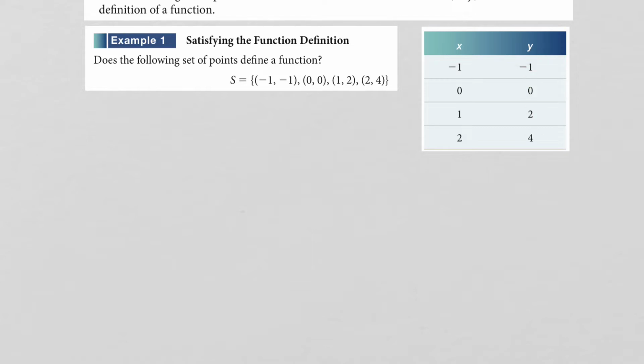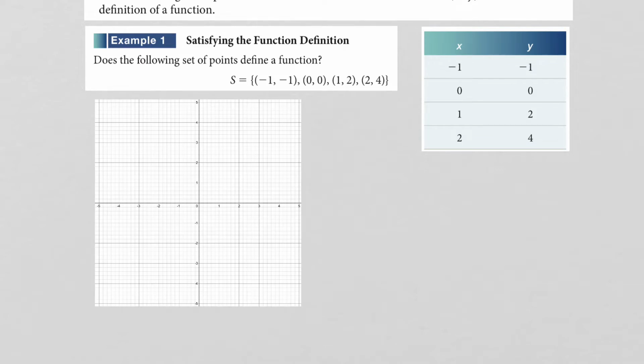Now, we can also graph this, and all we have to do is put these points in a coordinate system. So the point (-1, -1) is this point right here. The point (0, 0) is this point. The point (1, 2) is here. And the point (2, 4) is here. You can see that every single x value, the x values being -1, 0, 1, and 2, goes to a single y value. So yes, this set of points represents a function.